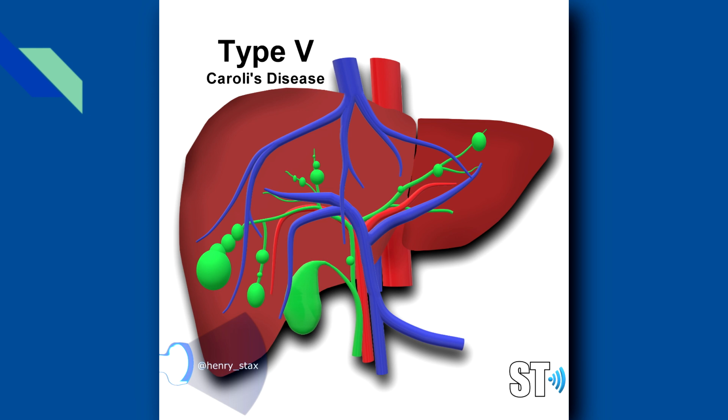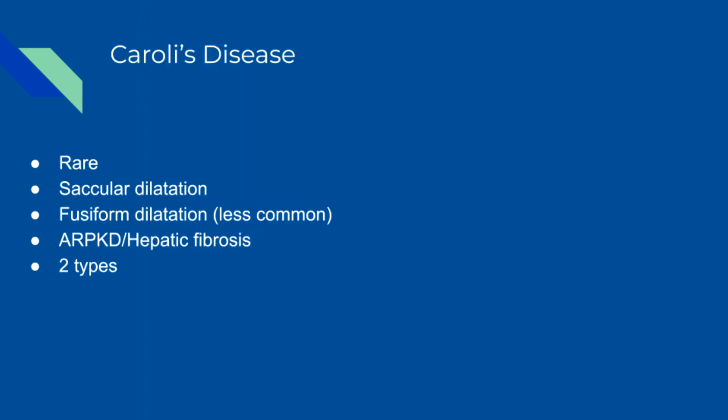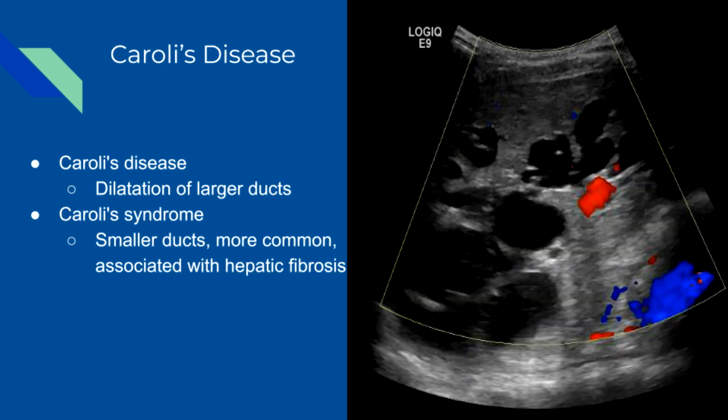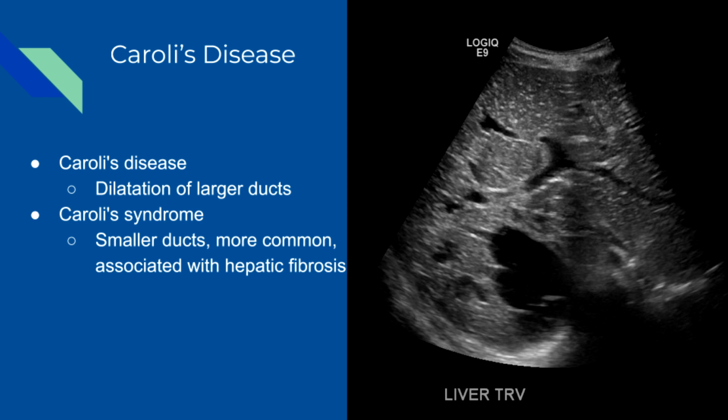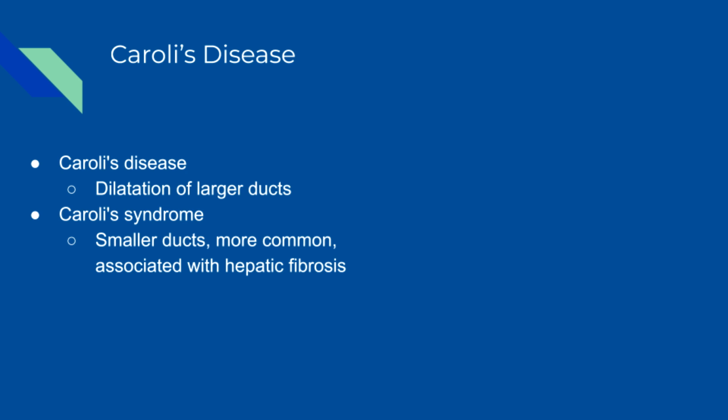Caroli's disease is a rare congenital disease of the intrahepatic biliary tree, which leads to non-obstructive saccular or fusiform dilatation of the intrahepatic bile ducts. There are 2 types: Caroli's disease, which is dilatation of the larger ducts, and Caroli's syndrome, which is dilatation of the smaller ducts. It's more common and associated with hepatic fibrosis. Bile duct dilatation can lead to stasis of the bile and sludge and stone formation. There is a predisposition to develop ascending cholangitis. It is common in patients with autosomal recessive polycystic kidney disease and can be associated with hepatic fibrosis.